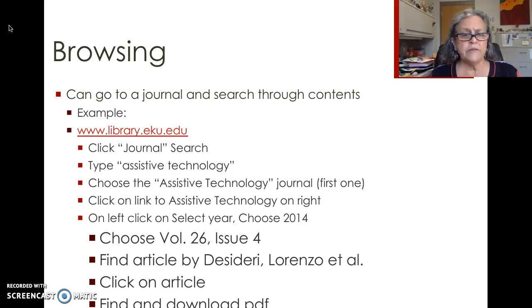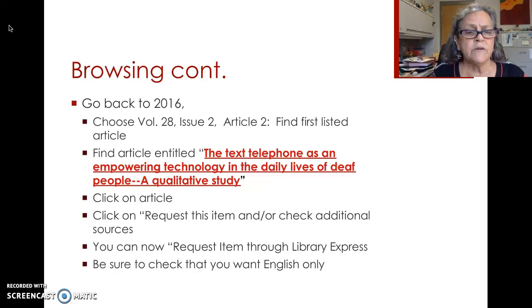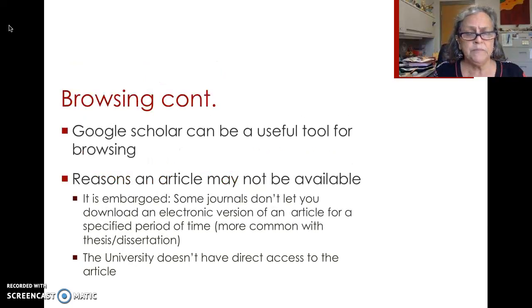Well, this is a little exercise for you to do, and I'm not going to go through the whole thing, but go to the EKU Library website, click on Journal, click on Assistive Technology, choose the first Assistive Technology journal, and then search for this article published in 2014, and then go back and search for this article published in 2016. This just gives you an idea of how to negotiate the process a little bit. And then you can request items through Library Express.